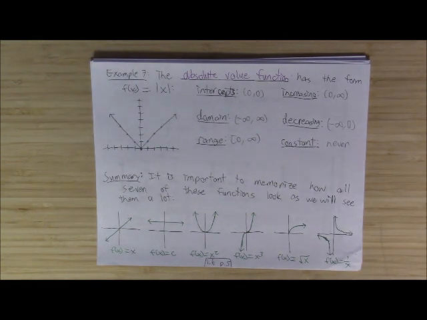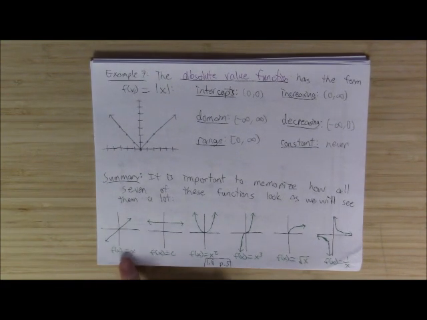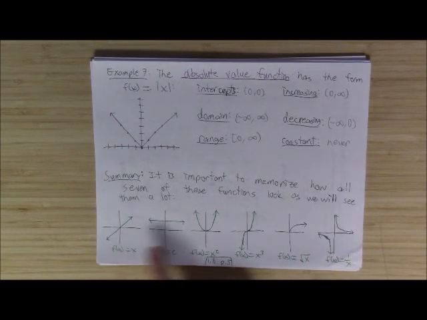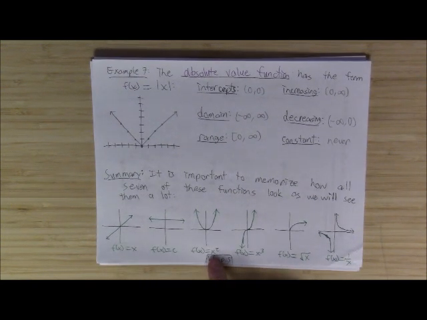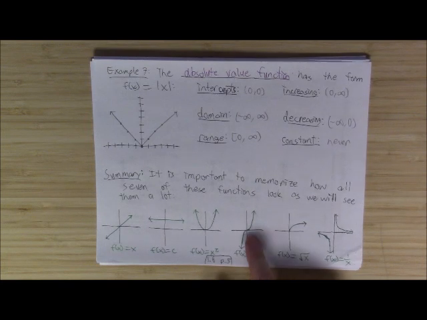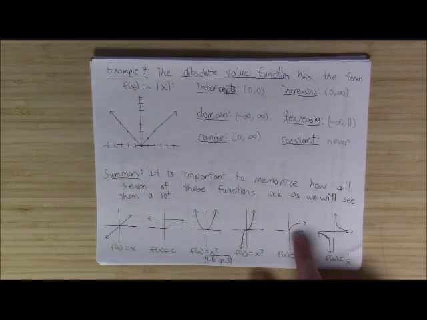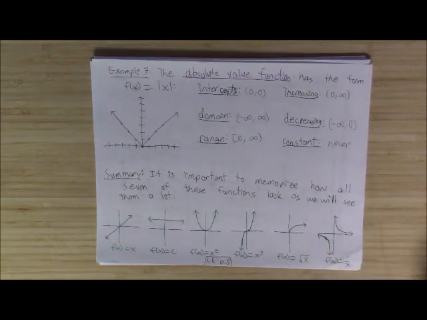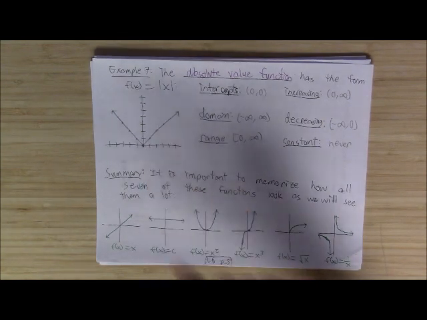But it is important to memorize all of them. So again, this is what f of x equals x looks like, the identity function. This is what a constant function looks like. It's a horizontal line. The squaring function is this. The cubic function is that. The square root function is that. And the reciprocal function is that. And of course, the absolute value function is this.